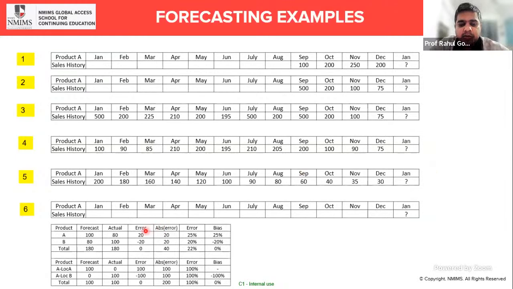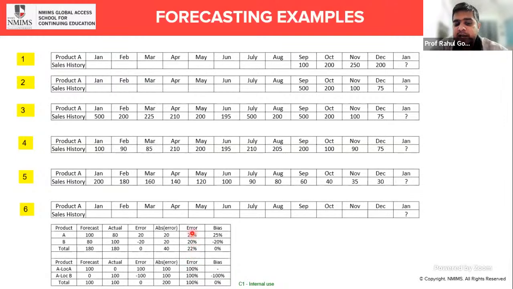Not okay, right? Because you cannot simply cancel out the error, because this also is an issue, this also is an issue. So what you do is calculate the net error, which is the absolute of the error. So absolute of 20 is 20, absolute of minus 20 is 20. So your total error is 40. And how do you calculate forecast accuracy or error? You divide error by actuals. So when you divide 40 by 180, you get a 22% error, which means your forecast had an error of 22% and an accuracy of 78%, right?